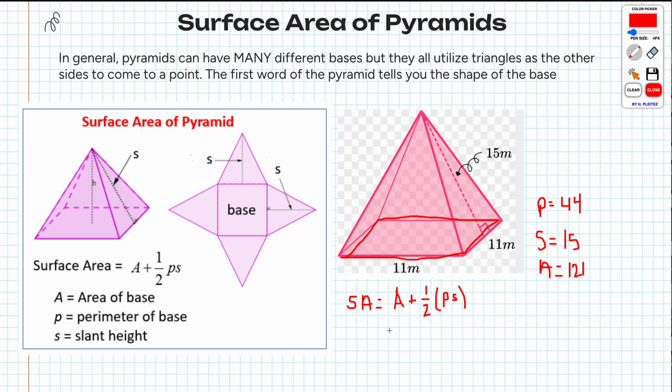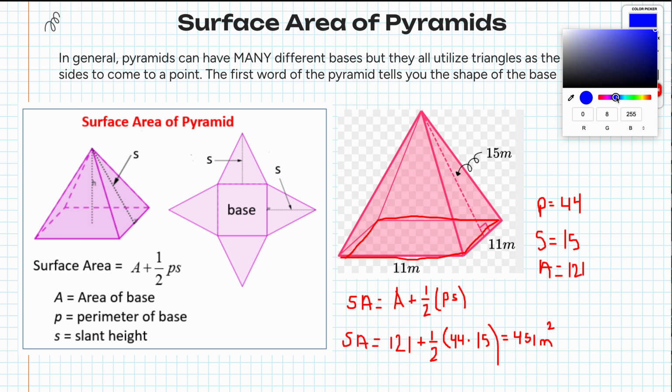Now we just have to substitute in. Our surface area is going to be 121 plus 1/2 of our base perimeter, which is 44, times S, our slant height, which is 15. Now you can put this into your calculator. Be sure you're mindful of your parentheses. And we would get 451 meters squared. And remember, that's your total surface area.